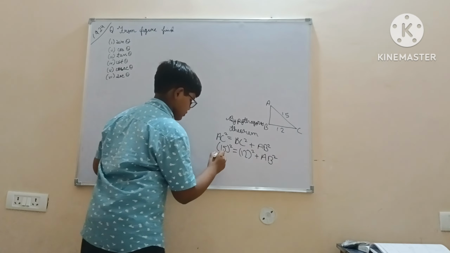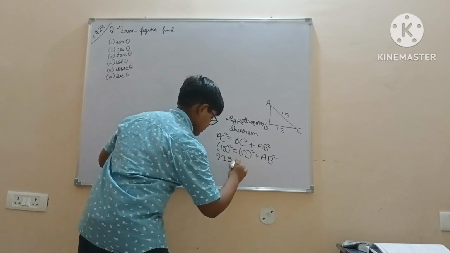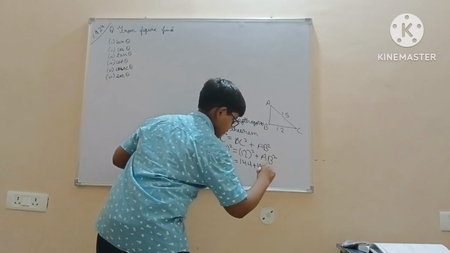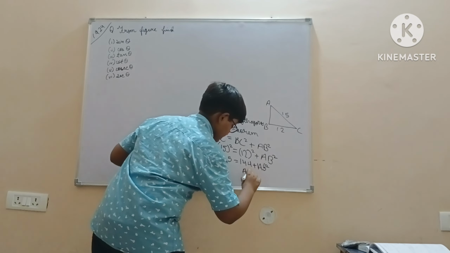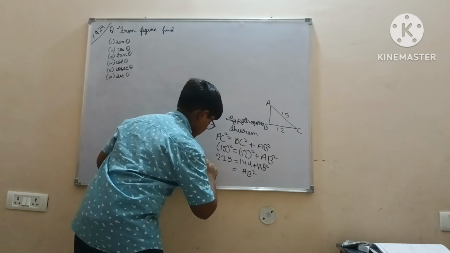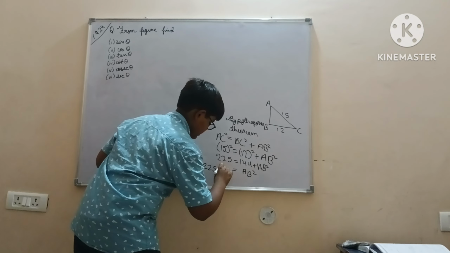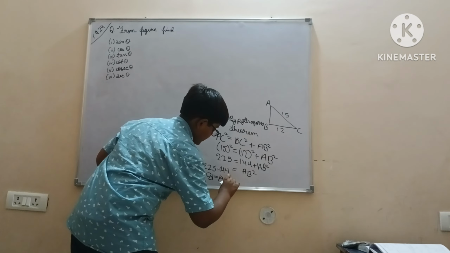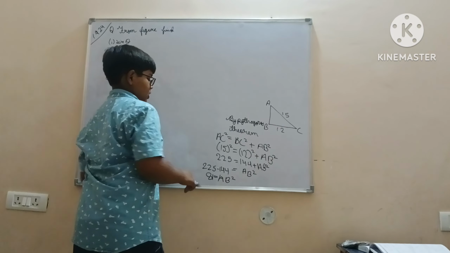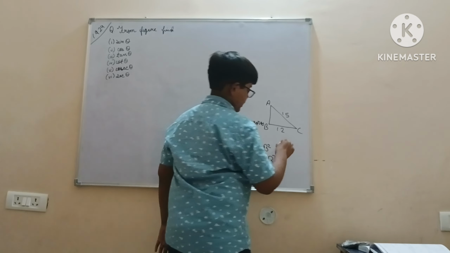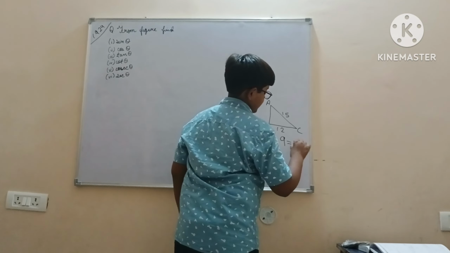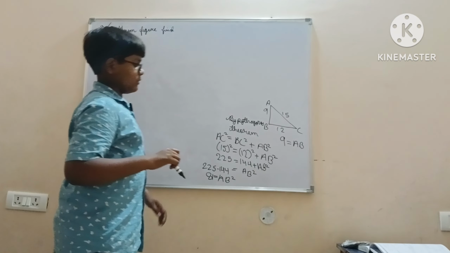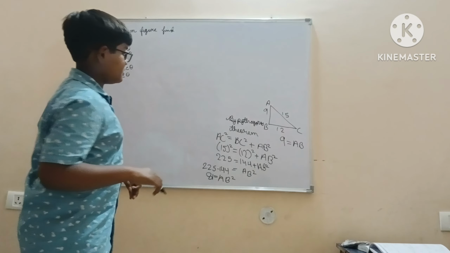So 15 square is 225, equals 144, which is 12 square, plus AB square. Now AB square will become 225 minus 144, which will give us 81, and 81 will be AB square. Now we take the root of both values and we get 9 for AB. So we have got the value of AB, which is 9 centimeters, 9 units.